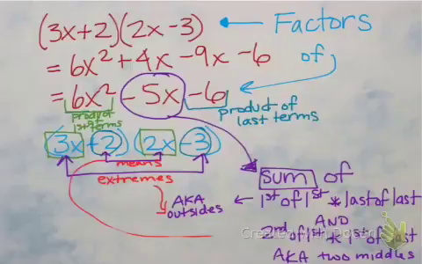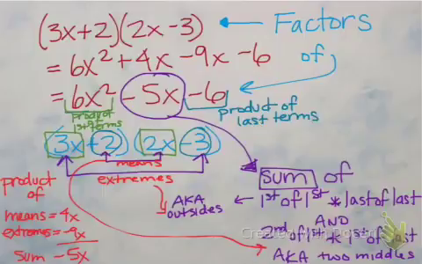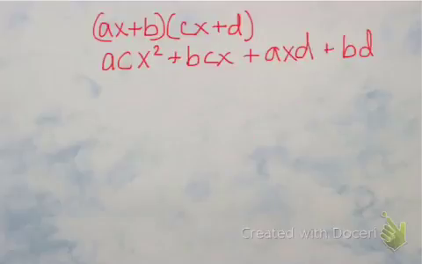It's a little bit confusing, so we'll make it a little bit easier. The product of the means is 2 times 2x, so we get 4x, and the product of the extremes is 3x times negative 3, which gives you negative 9x. Negative 9x plus 4x is negative 5x. Okay, so if you had a problem like this, ax plus b times cx plus d, and we're going to multiply it all out, it's going to look like a times c x squared plus bcx plus axd plus bd.